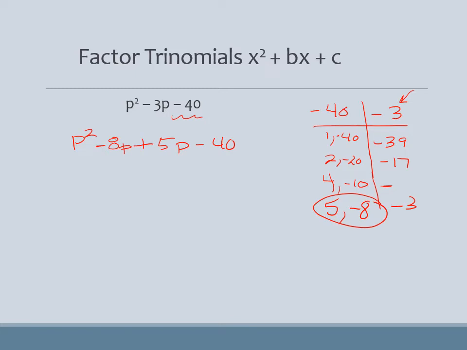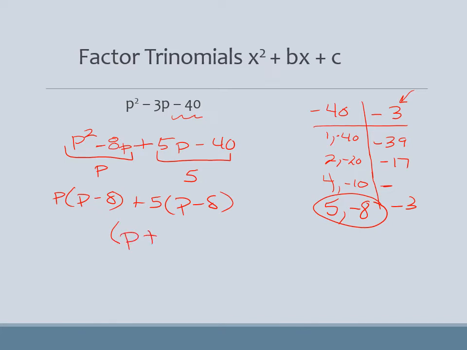So if I factor out a p, I'm going to get p minus 8. And here, if I factor out a 5, I'm going to get p minus 8 as well. So this factors to p plus 5 and p minus 8.